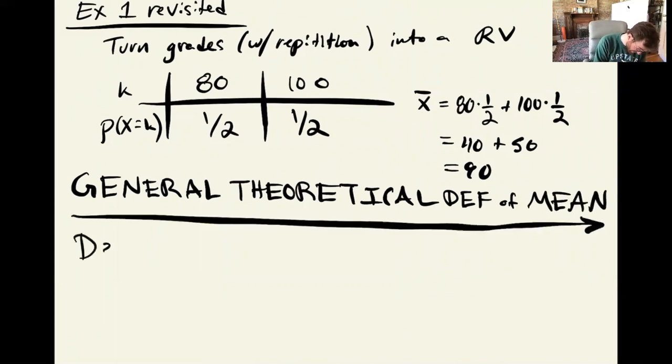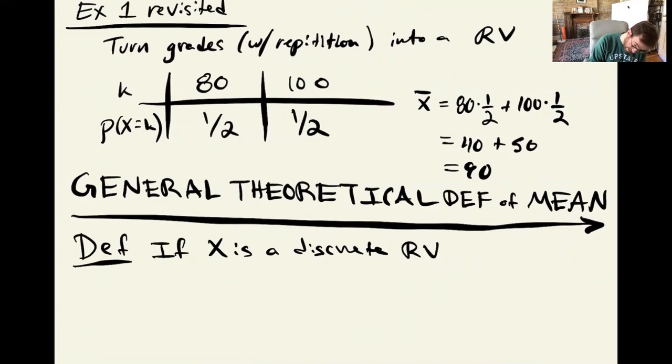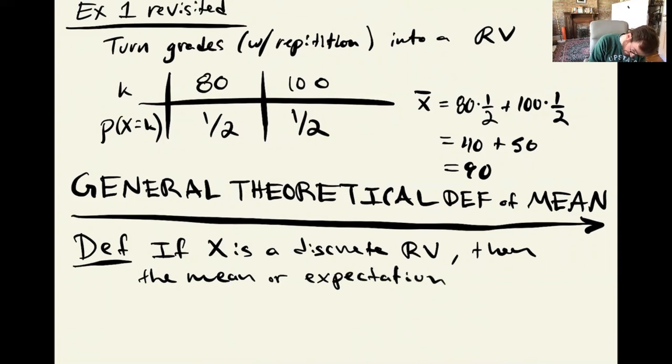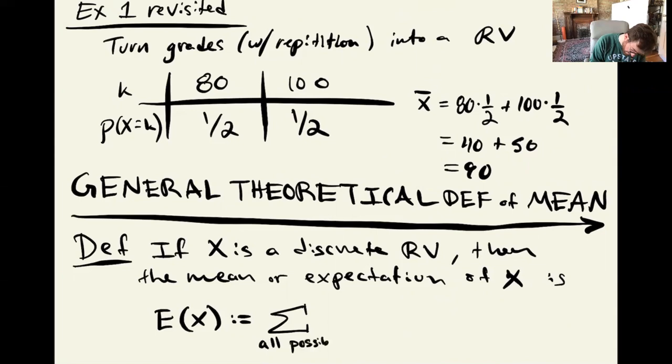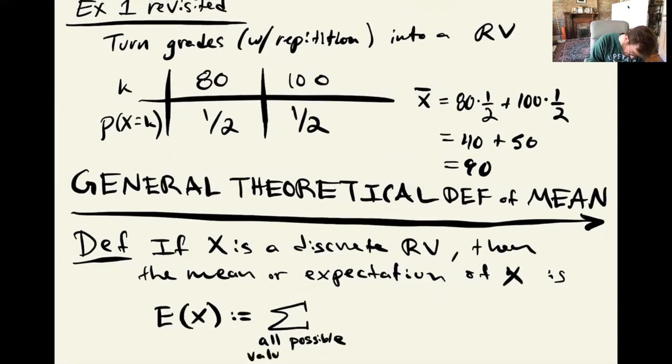And it's going to look something like this. So here's the definition. If x is a discrete random variable, then the mean or expected value or expectation of x is E of x, which is defined to be the sum over all possible values k, where I take k and multiply it times the probability that x equals k.